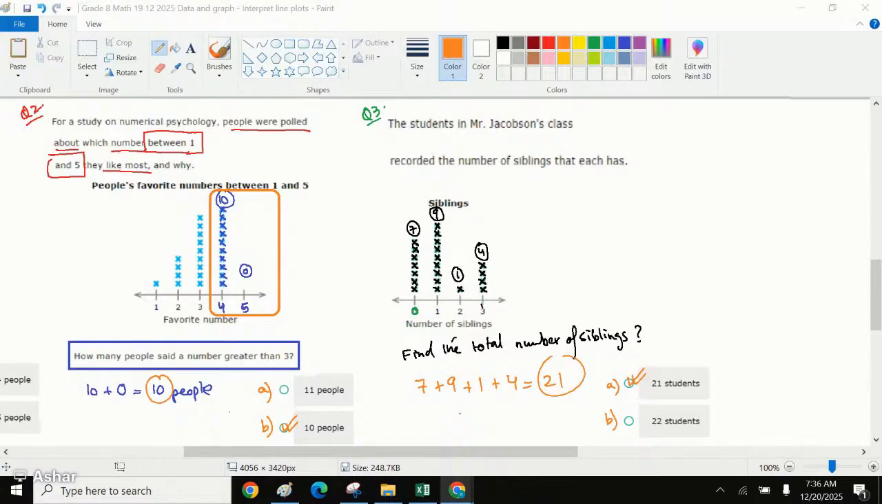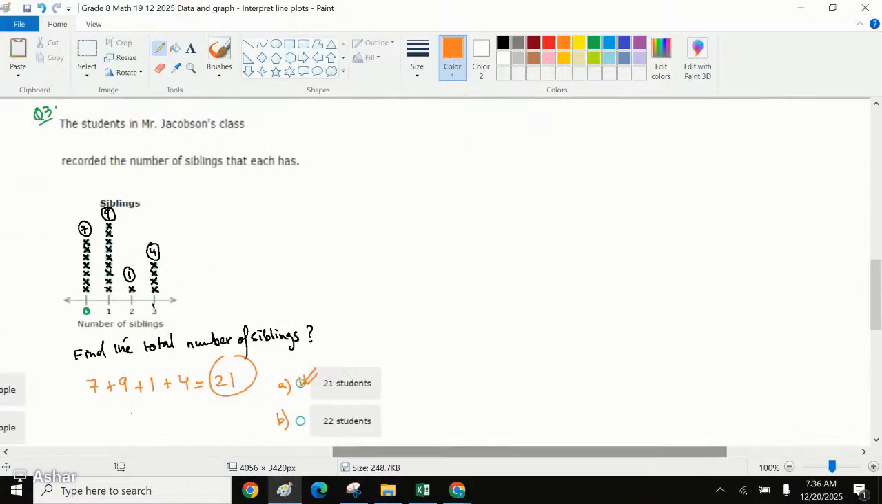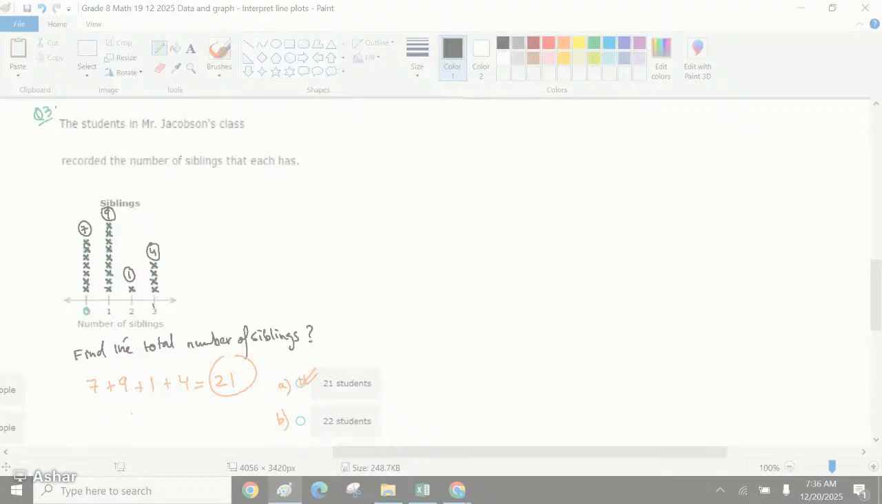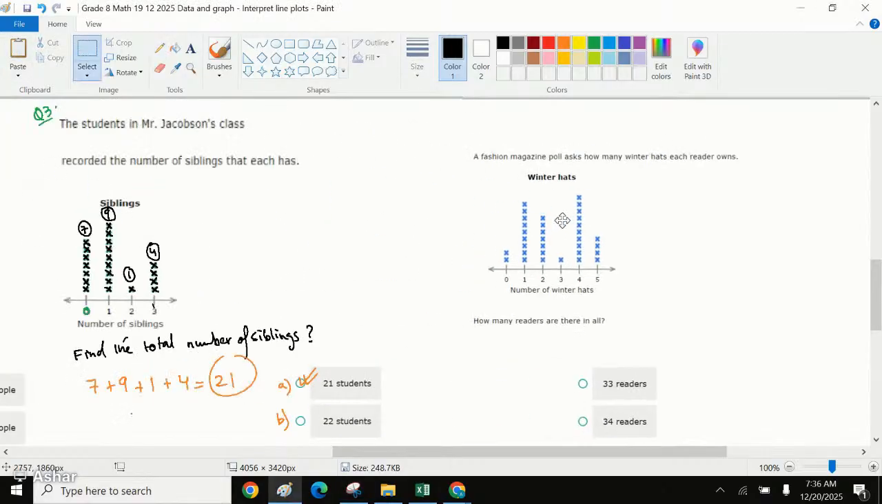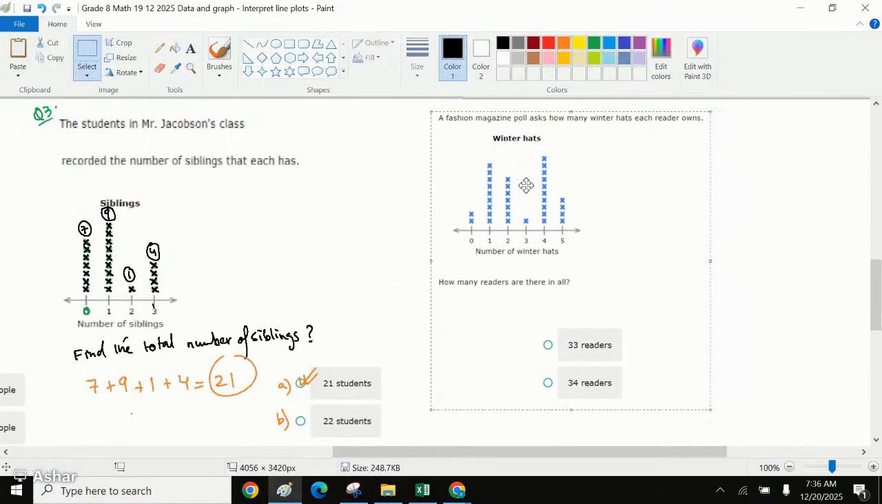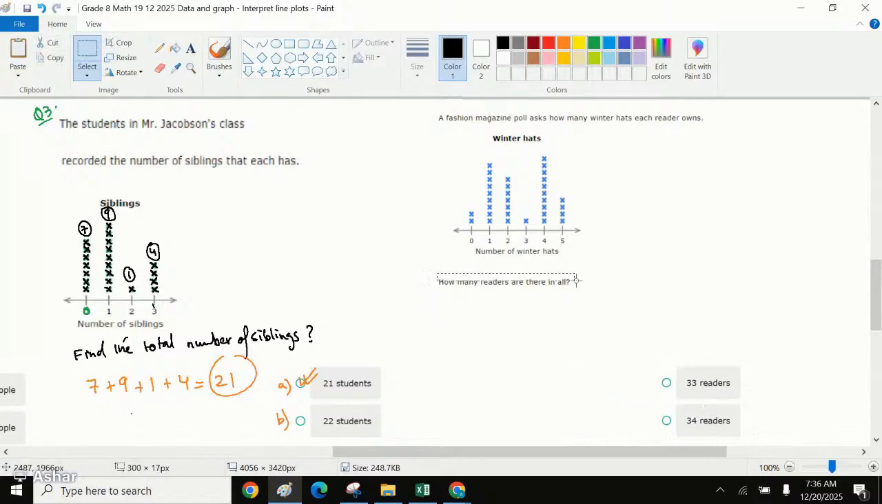Let's try one more question and see what we can do. The next question from the test is question number 4. And question number 4 states that, let's copy this so that we have the question on our screen. A fashion magazine has this question. I'll just copy this so that we have the value over here, 33, 34 readers. So they are basically asking us how many readers are there in total in all.